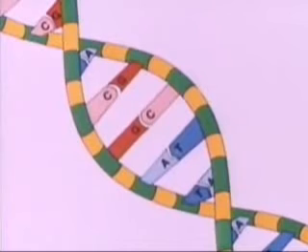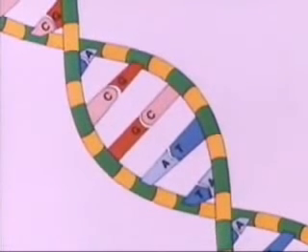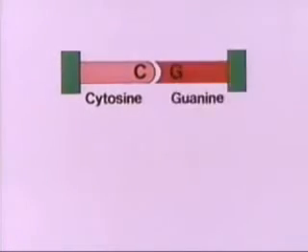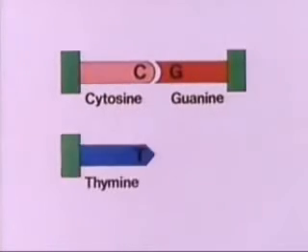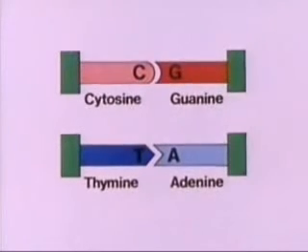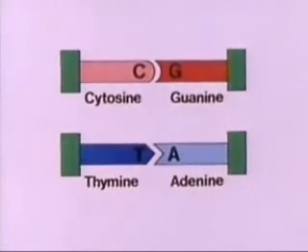The two strands are linked together by basic groups which are attached to the deoxyriboses. The bases on one strand are joined to those on the other by hydrogen bonds. 4 different bases are involved: cytosine, which can only link with guanine, and thymine, which can only link with adenine.